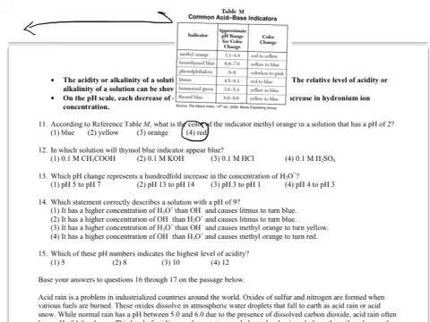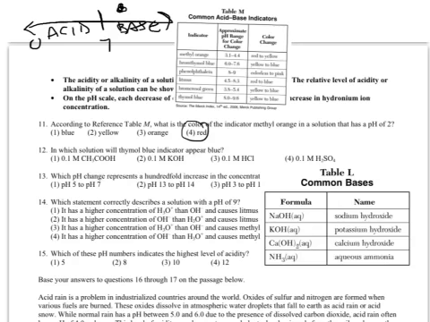Think of a number line, and it's divided by the number 7. So below 7 we have acids, and above 7 we have bases. So at a pH of 8.6 and higher, we're going to have a base. That means we're looking for a formula of a base. Looking on reference table L, common bases, we'll see that potassium hydroxide is indeed a base.